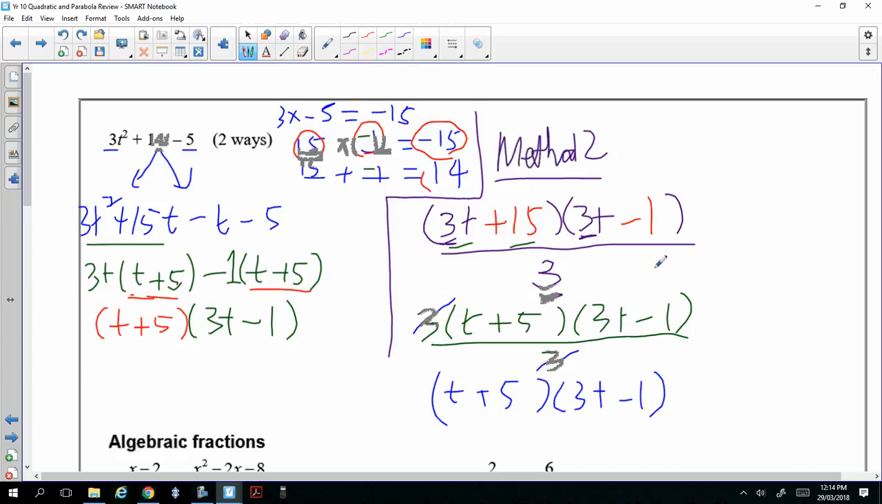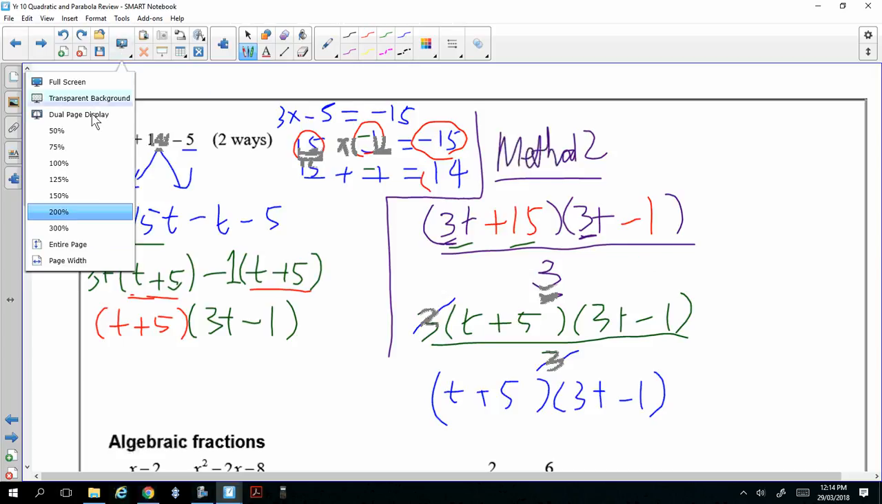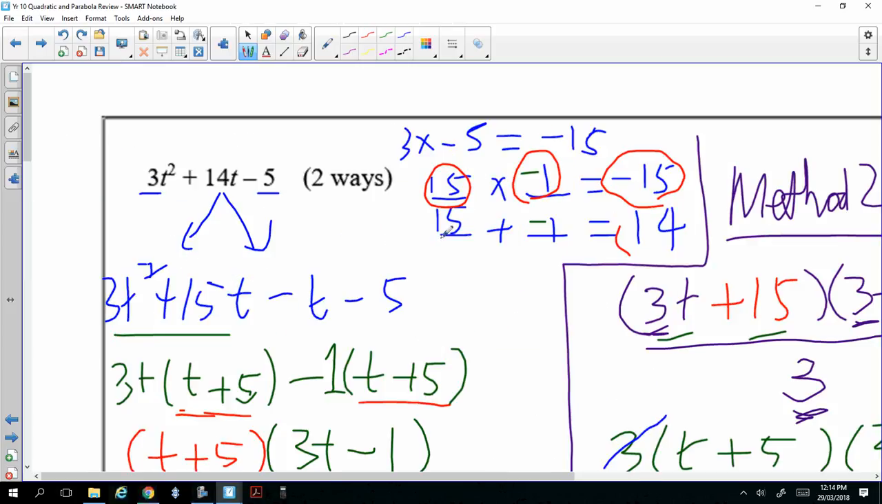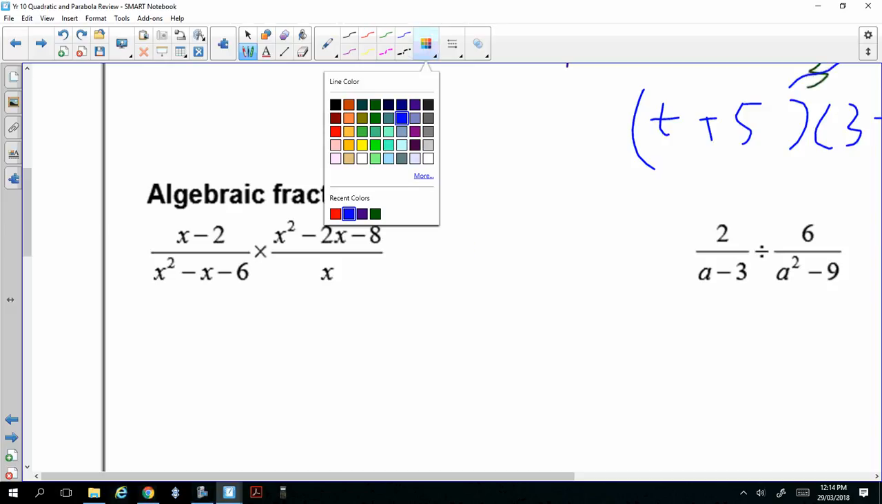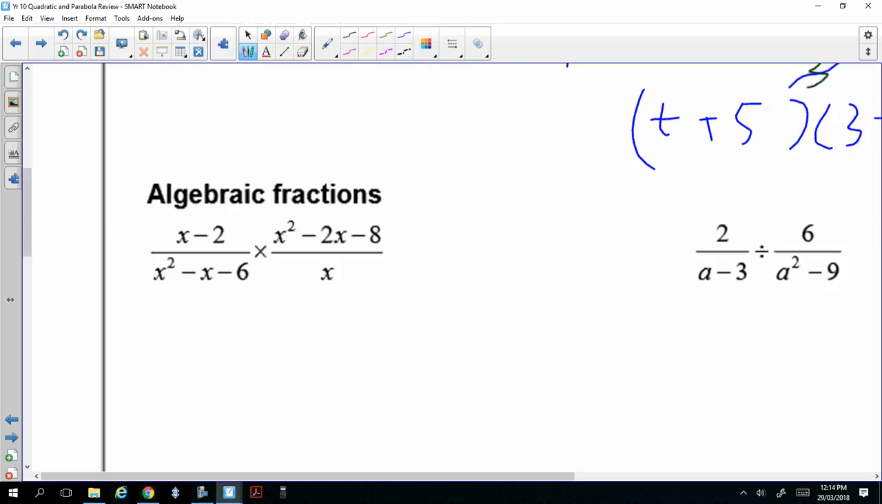So all the factorization helps you to simplify algebraic fractions. We're going to simplify some algebraic fractions, which involve factorizing quadratics. So let's factorize the quadratic. When you multiply, you take out any common factors. So we have to factorize the denominator, which is equal to (x minus 3)(x plus 2).